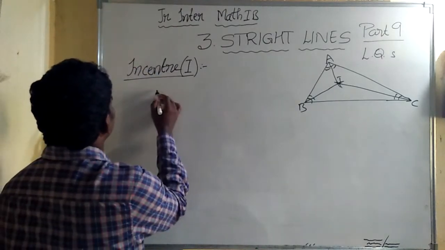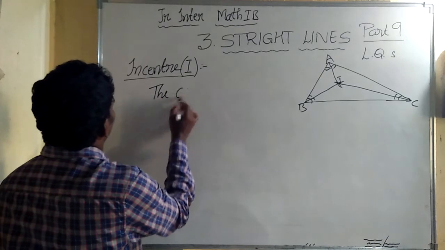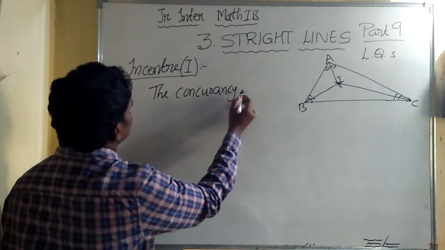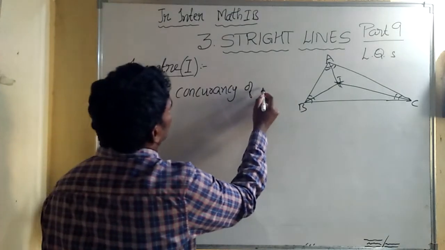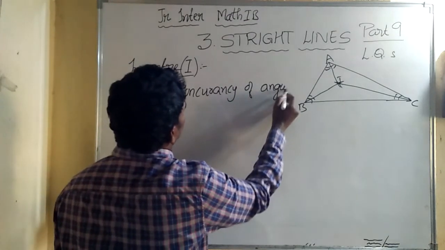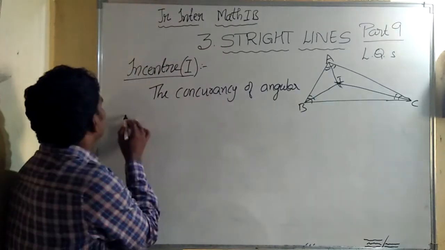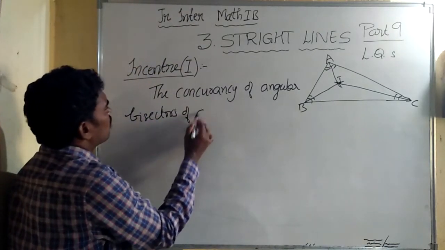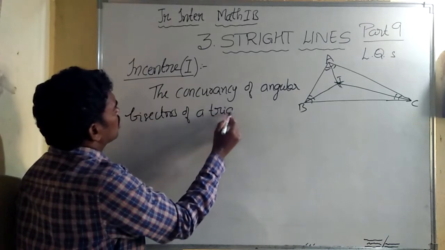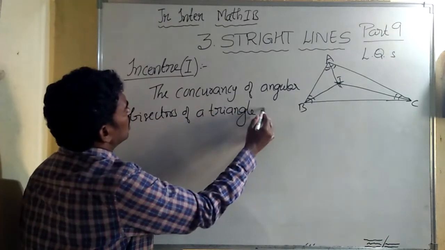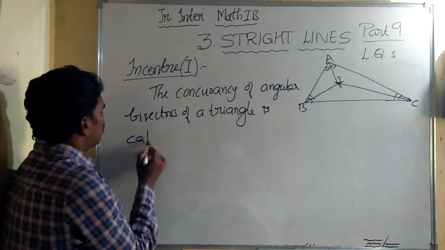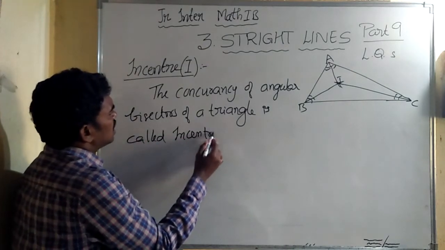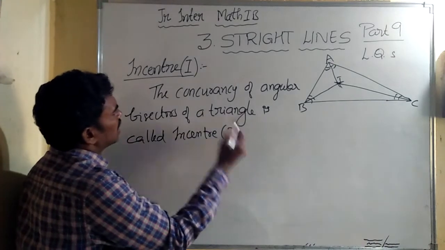What is the definition? The concurrency of angular bisectors of a triangle is called incentre, and this incentre is denoted by capital I.